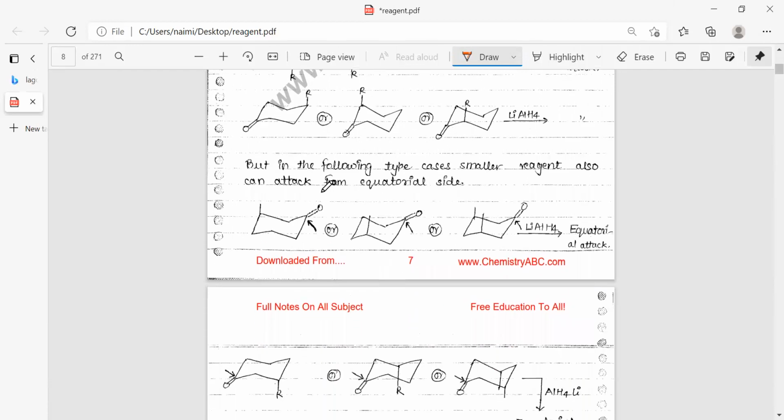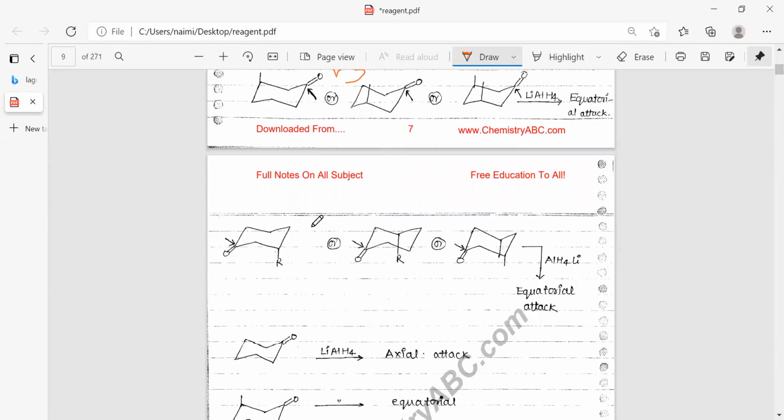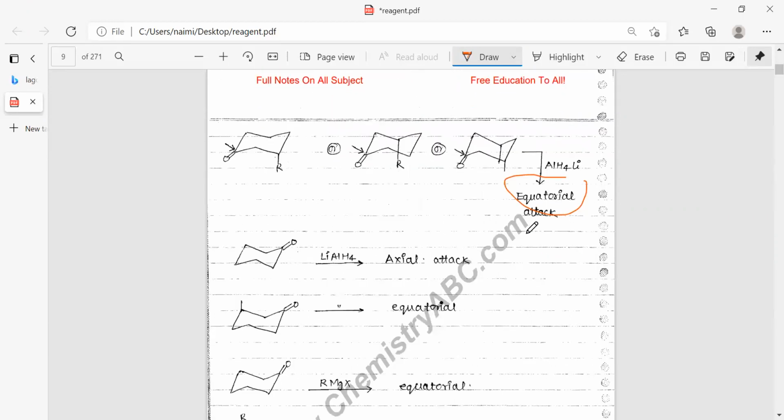Equatorial attack will happen when a substituent is present at the 1, 3 position. So 1 is the CO and 3 is this axial bond. These are the substituents, this is the CH3 attached. So all the 1, 3, either disubstituted or monosubstituted, will undergo equatorial attack. So in this you can see 1, 3, all products will be equatorial. The small reagent will attack by equatorial attack.